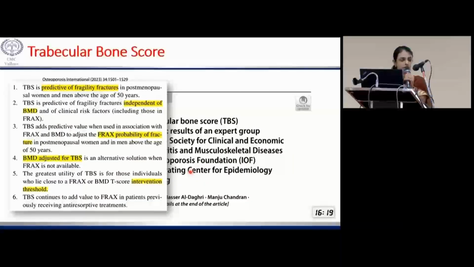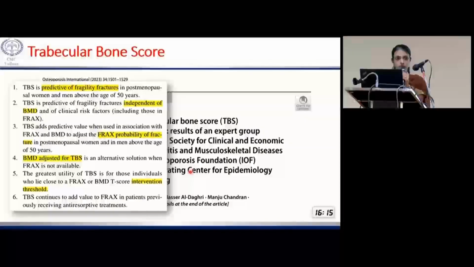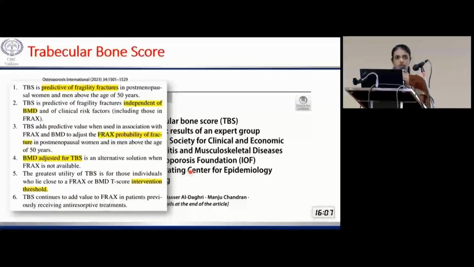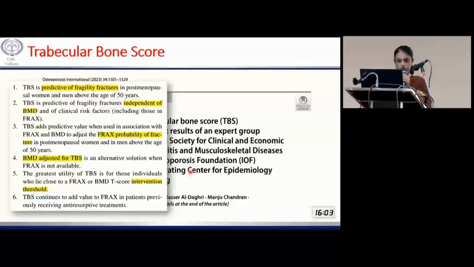And one of the greatest uses of TBS lies when the intervention threshold on FRAX is on the fence and you don't know whether to treat or not. When you incorporate the TBS, it might cross intervention thresholds and you can make decisions on treatment.